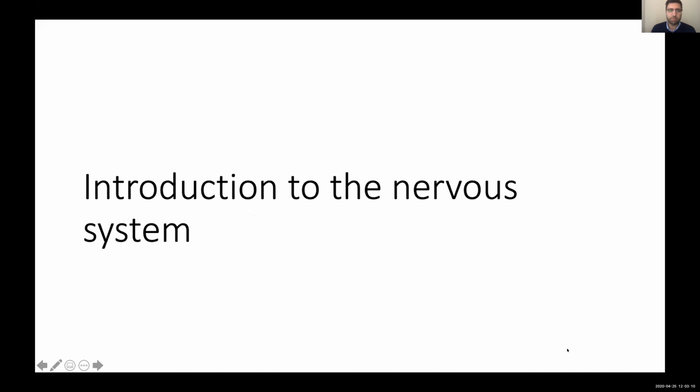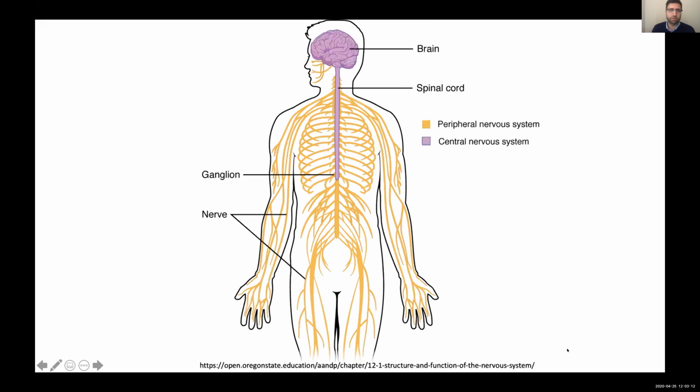So let's first start with the introduction to the nervous system. This is a picture of the nervous system. You have the brain and the spine, and those we usually refer to as the central nervous system. And then the other part of the nervous system is the peripheral nervous system. And this is all the nerves once they leave the spinal cord, and they also include the autonomic nervous system.